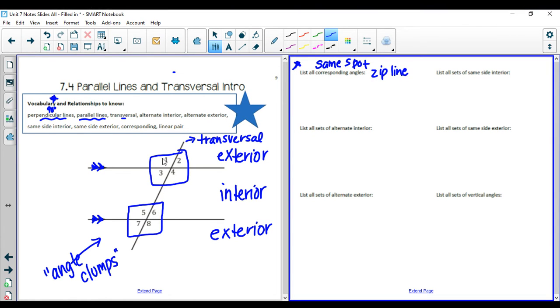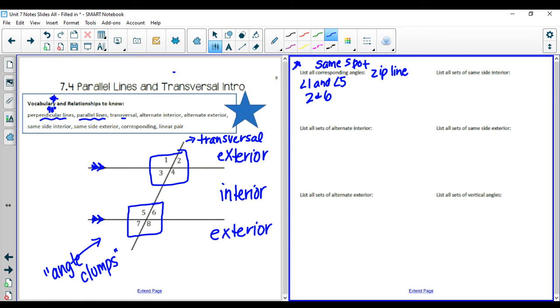I'm going to start up here, for example, at angle 1, and zip line down my transversal. Angle 1 we could have called the top left. Zipping down my transversal, when I get to the other clump, angle 5 is in that same exact spot. So we would say angle 1 and angle 5 are corresponding angles. I'm going to put the angle symbols for the first ones, and then just put numbers to make our life a little easier. If I look at angle 2 and zip on down, angle 6 is in the same spot. So 2 and 6 are corresponding.